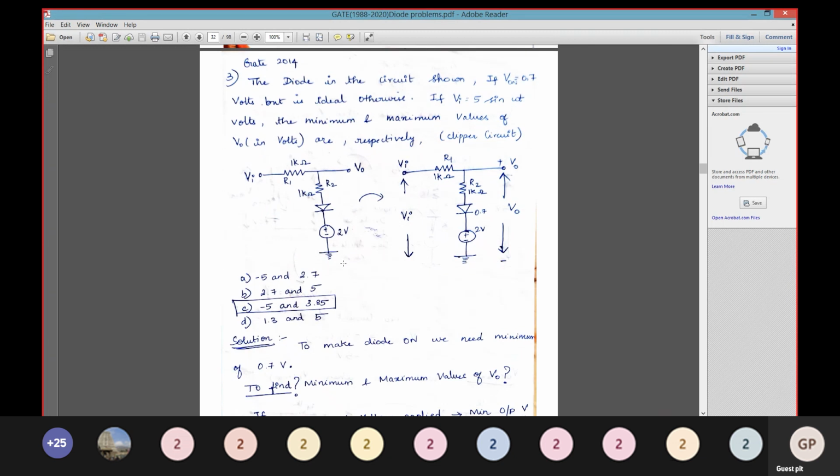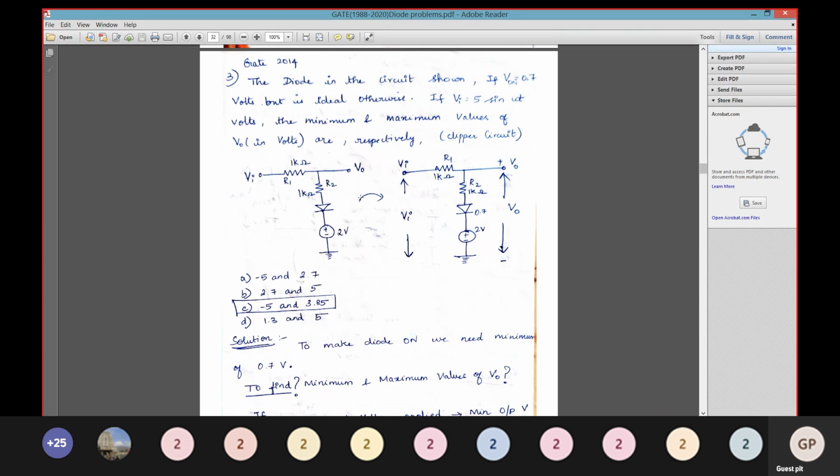The next problem also comes from the GATE 2014 question paper. The diode in the circuit shown has V on of 0.7 volt, but is otherwise ideal. If Vi is 5 sine omega t, the minimum and maximum values of V naught are what? They are asking us to find the minimum output voltage and the maximum output voltage of this circuit.